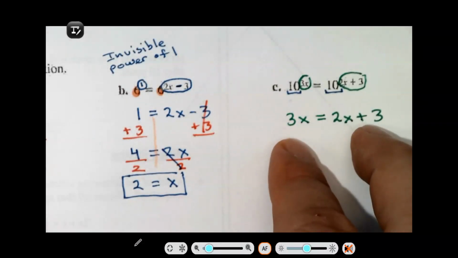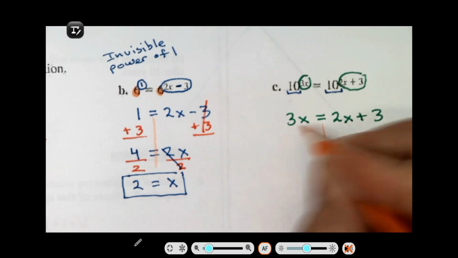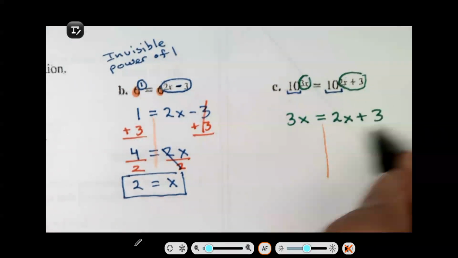The powers are set equal to each other. And now I just solve. Now remember, you're solving for x. You have too many x's. And I don't want to bring the 3 this way. There's already too much going on over here.